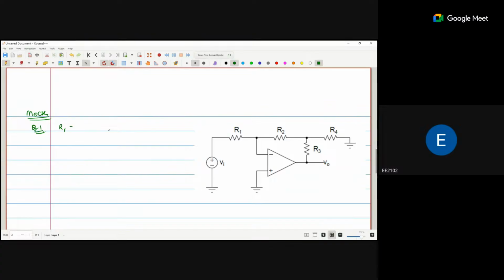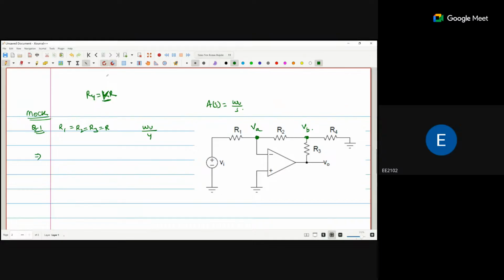R1 is equal to R2 is equal to R3 is equal to R, and the bandwidth is omega u by 4, where A(S) is omega u by S. Okay, and it is given that R4 is equal to KR. So we have to find the value of K. Okay, so the thing is that there are two nodes available, 1, 2. So I apply, this is VA, this is VB.